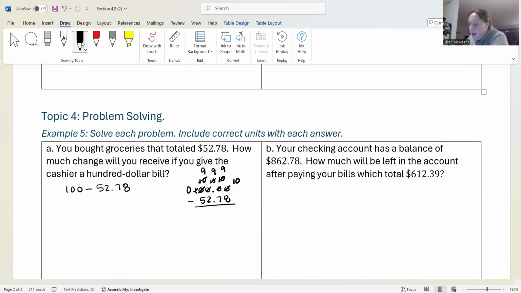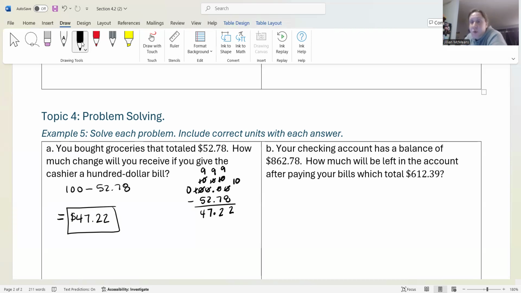So now we can subtract, okay? 10 minus 8 is 2. 9 minus 7 is 2. Drop down your decimal. 9 minus 2 is 7. And then 9 minus 5 is 4. So when I do this subtraction, or the cashier's register does this subtraction, we get that the change you should receive is $47.22.